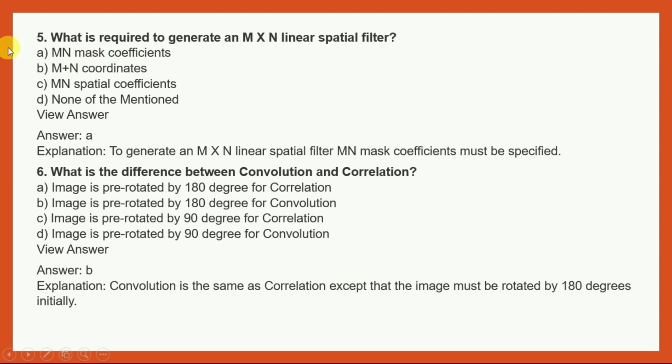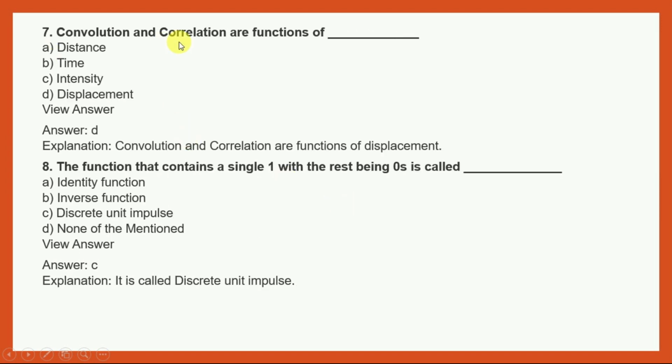Now the next question is, what is required to generate an m by n linear spatial filter? Suppose we want to generate an m by n linear spatial filter, we need mn mask coefficients. So the next question is, what is the difference between convolution and correlation? The answer is option B, because the image is pre-rotated by 180 degrees for convolution. Now convolution and correlation are functions of dash. The answer is option D, displacement, because convolution and correlation are functions of displacement.